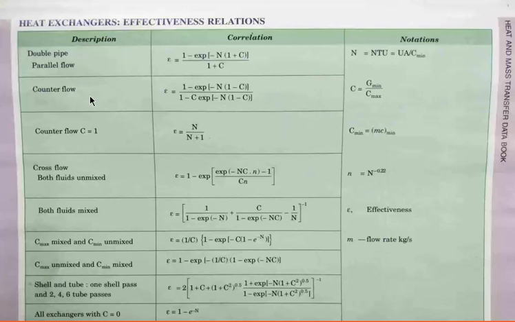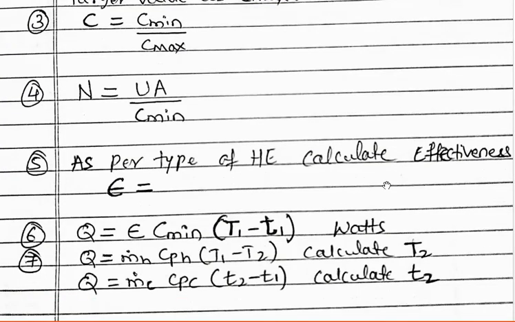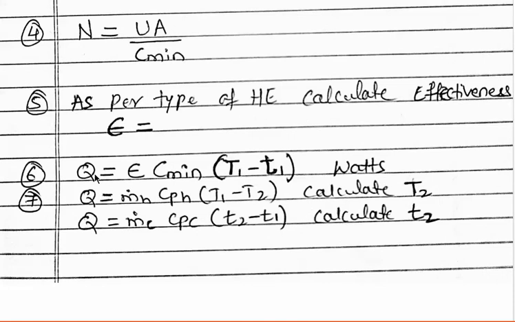So these are some of the effectiveness equations depending upon the type of heat exchanger, either a parallel flow or a counter flow heat exchanger. Accordingly, we have to go with these expressions. After calculating the effectiveness, we have to calculate the value of q. q is equal to effectiveness times C minimum into bracket T1 minus t1, with T1 the inlet temperature of the hot fluid and small t1 the inlet temperature of the cold fluid. This equation is also there in your data handbook, so you can go through this.